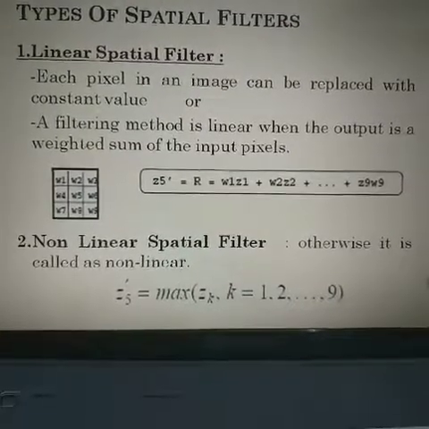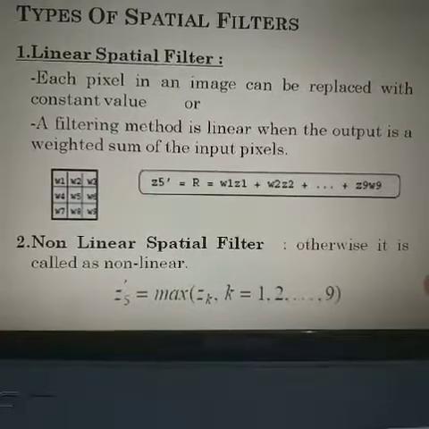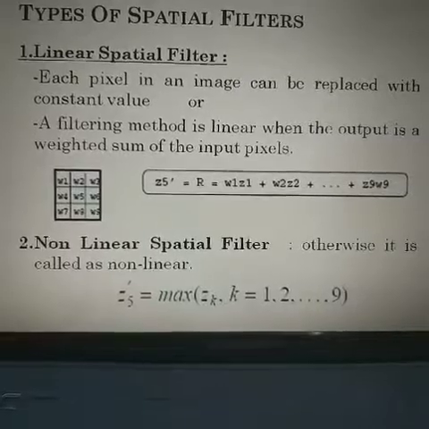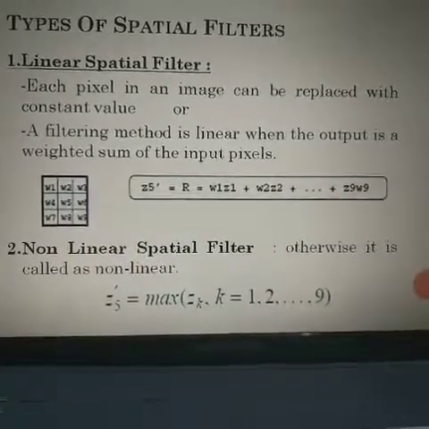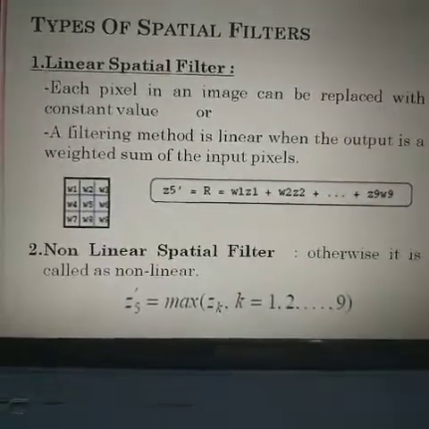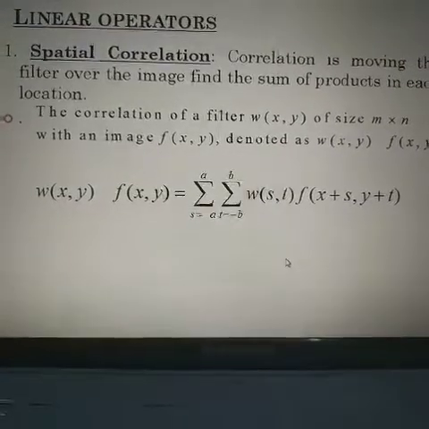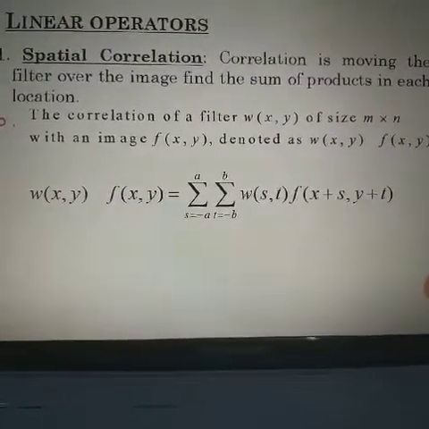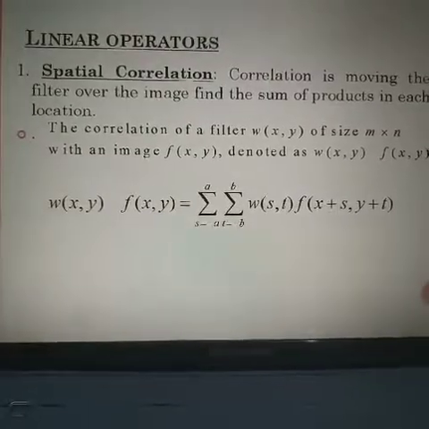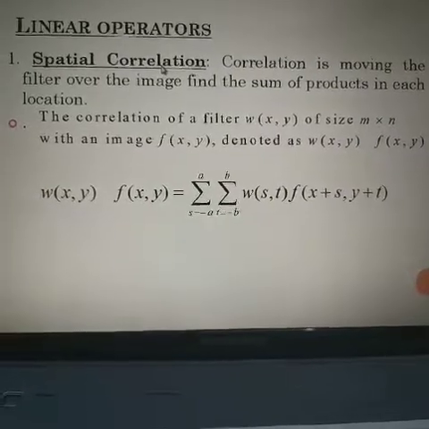So this is the linear spatial filter. What is the non-linear, which is the opposite of that? In it we do not take the sum of products, but find the maximum value, the maximum from the filter mask region of that input image. So there are some linear operators used for the linear spatial domain. The operators are correlation and convolution.